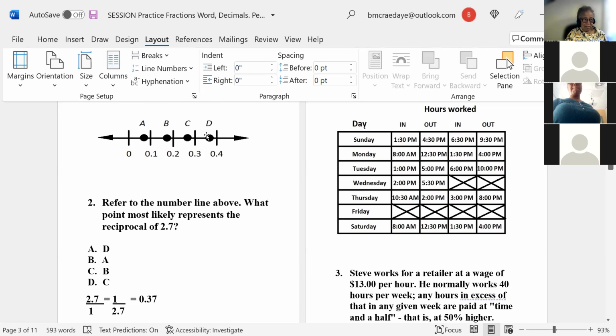Right here, you understand. I see it. Because I keep looking at C, I should be looking at D. I couldn't clarify whether I should look at the line that comes down or the circle. It said, what point most likely represents the reciprocal of 2.7? The points are here: there's a point, that's A, there's the B point, so C point, so D point.